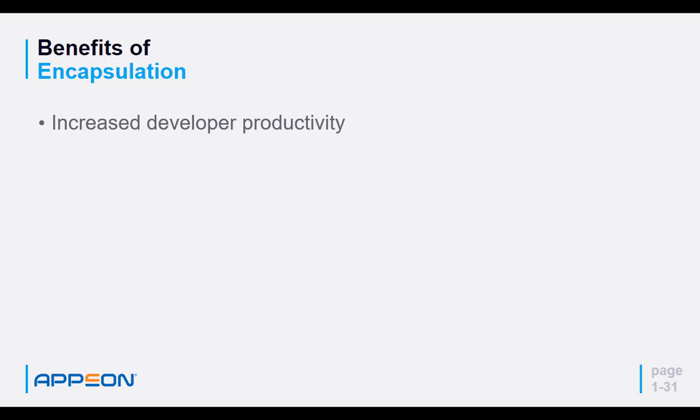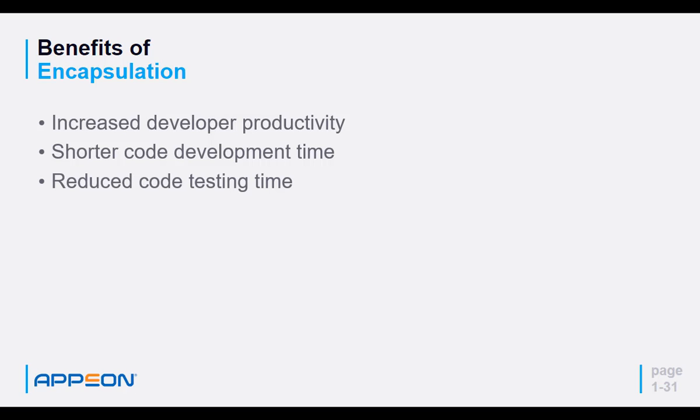So the benefits of encapsulation are increased developer productivity and shorter code development time, because you code it once and then you can reuse it all over the place. It also reduces code testing time, because if you test it in its singularity and it works fine, if it worked based on the single object, it should work no matter where you place it. And also for code maintenance, the same thing.